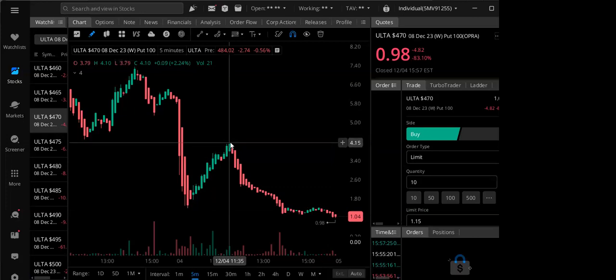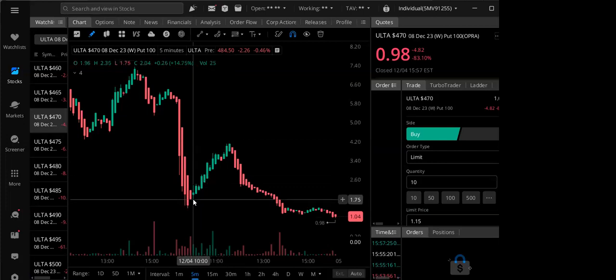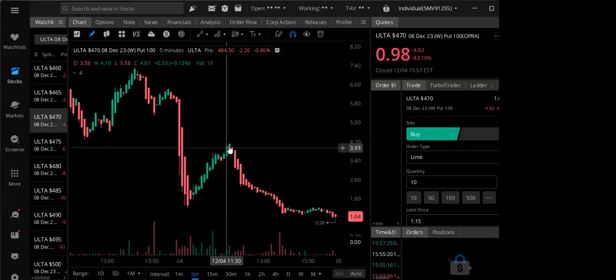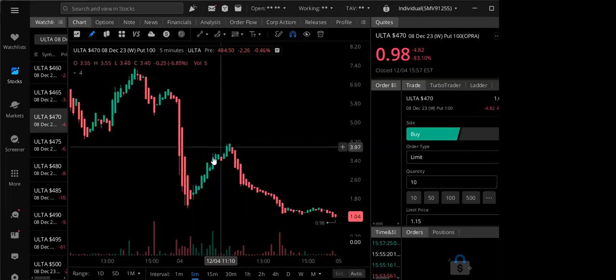It went to 415. So this is already like a $300 per contract move or profit that you would have made just by trading that pullback. Now, for big ATR stocks, please don't ignore those pullbacks because they can make you good money just by that pullback. Okay, so you make money.